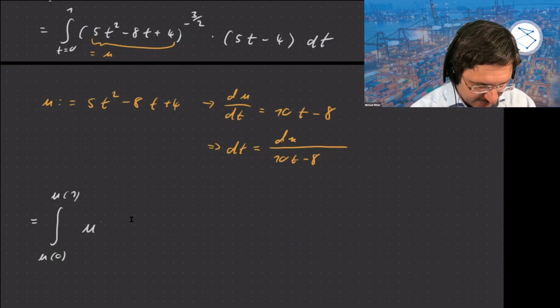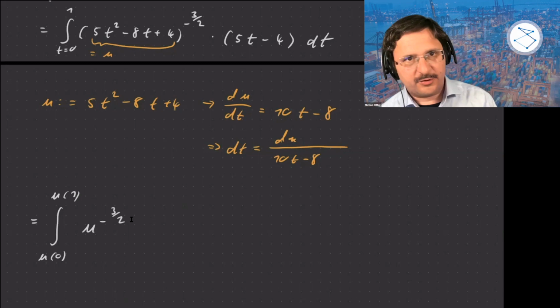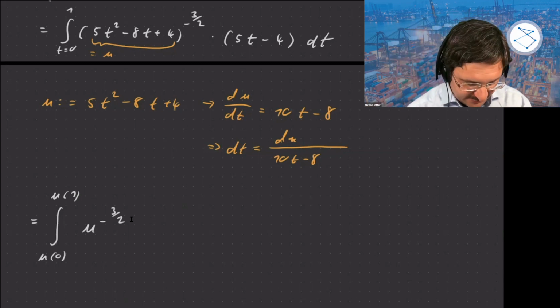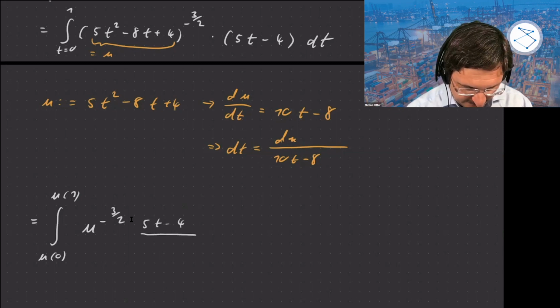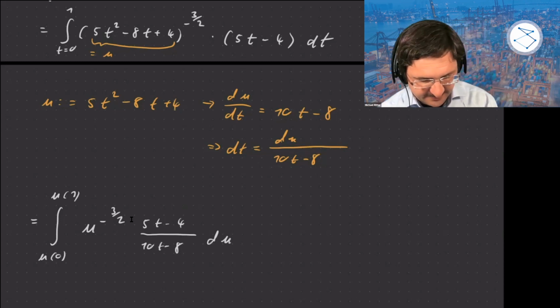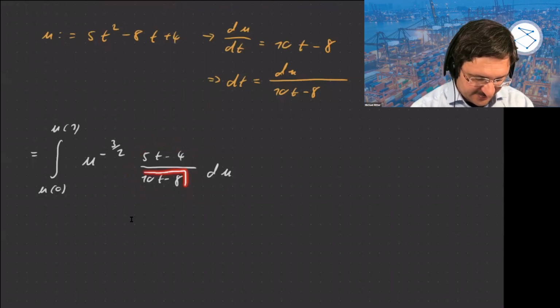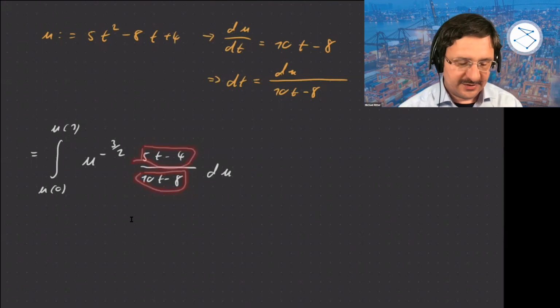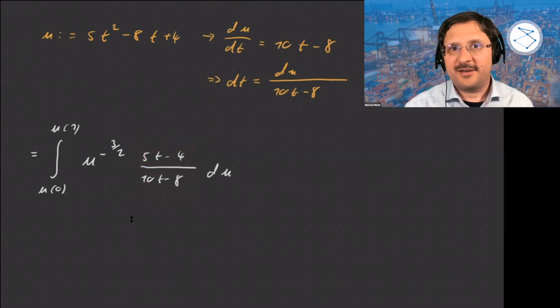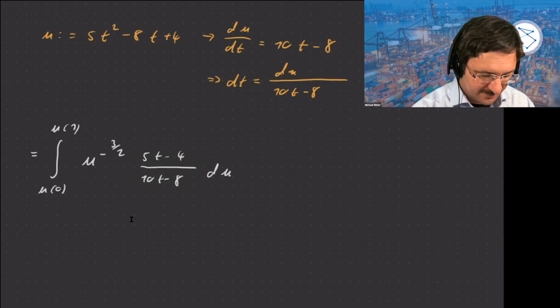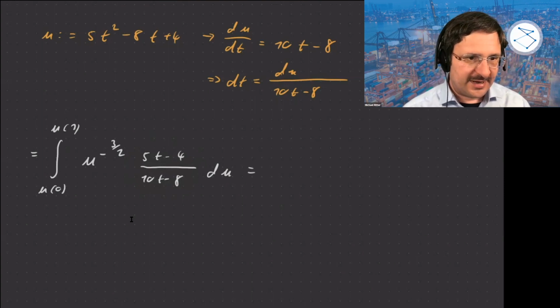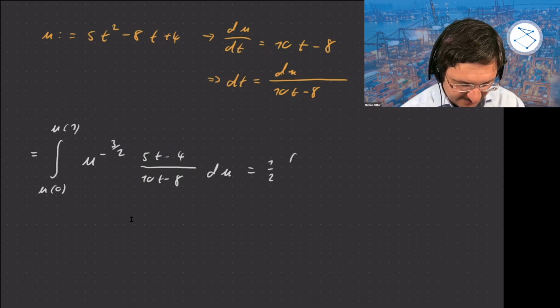Then we have u to the power of -3/2. That's something that we can compute. And we have this 5t minus 4 over 10t minus 8, and there is a du at the end now. And thankfully, this works out nicely because you can see that this here is exactly twice this here. So this all cancels out and we're left with a factor of 1/2.